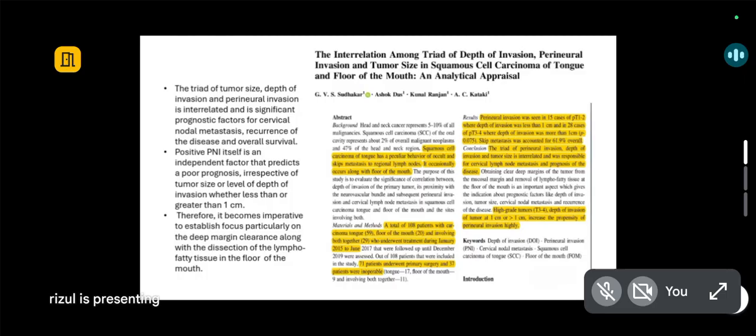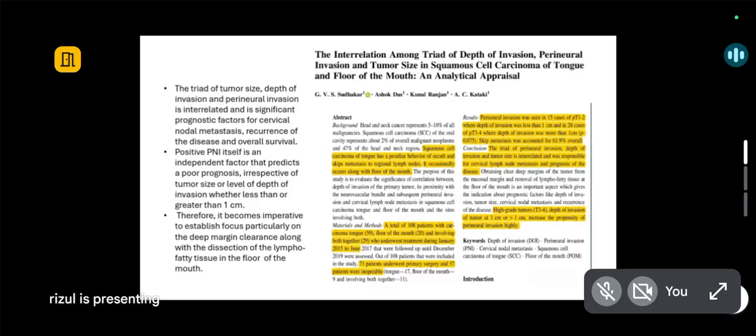Then there is another study by our own surgeon, Dr. Kunal Ranjan sir, that has shown the interrelation among the triad of depth of invasion, perineural invasion, and tumor size in SCC of the tongue and floor of mouth. Basically, they have shown that the triad of these three factors is very much interrelated and very significant for cervical nodal metastasis, recurrence of the disease, and overall survival.